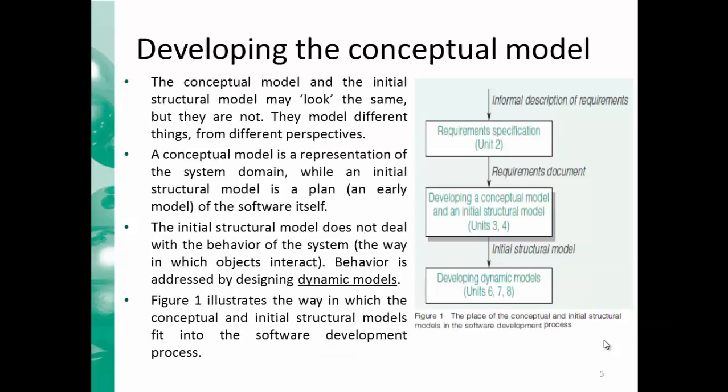The slide shows the relations between the different models. As you can see, you get the information from the user to get the requirements specifications that will come out as the requirements document. We'll use the requirements document to build the conceptual model and the initial structure model. The initial structure model will go into developing the dynamic models, and the diagram shows the chapters involved in all this process.